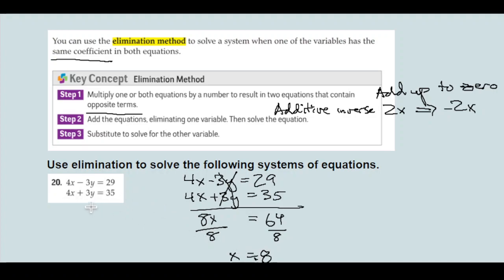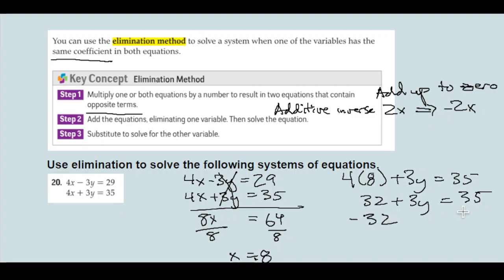Let's do the bottom one. So 4 times 8 plus 3y equals 35. I just plugged 8 in for x into this equation. This gives me 32 plus 3y equals 35. Now we subtract 32 from both sides. That gives me 3 is equal to 3y. Divide by 3, and you get y is equal to 1. All right, sweet. So we've got the point 8, 1.